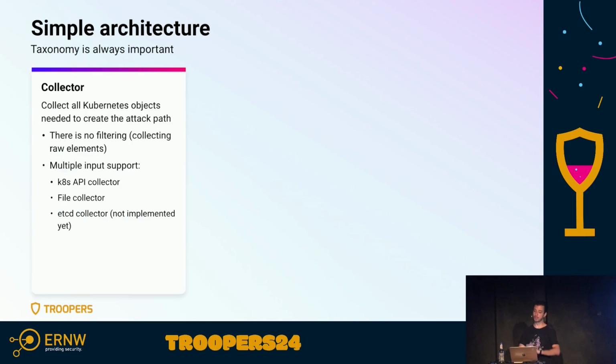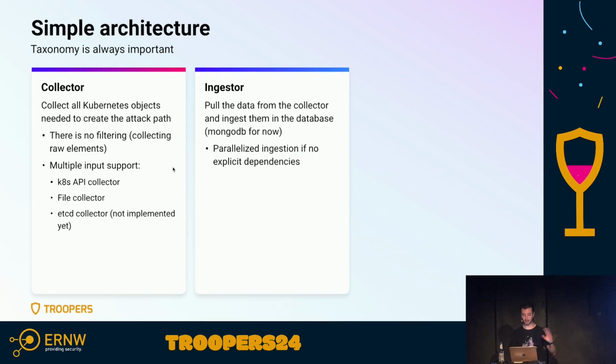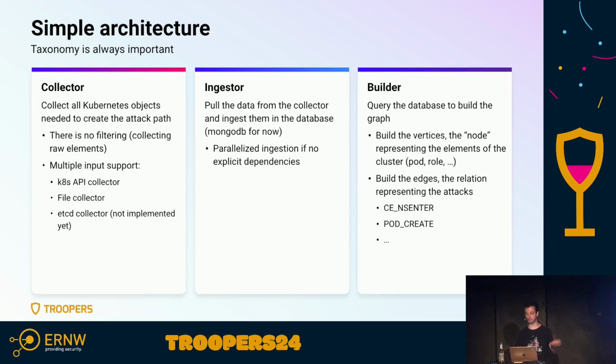The architecture here is pretty easy. We have a collector that tries to retrieve all the information from the K8s API. We have an ingester that parallelizes and ingests everything into the database, and we have the builders that build the graphs that we are interested in.